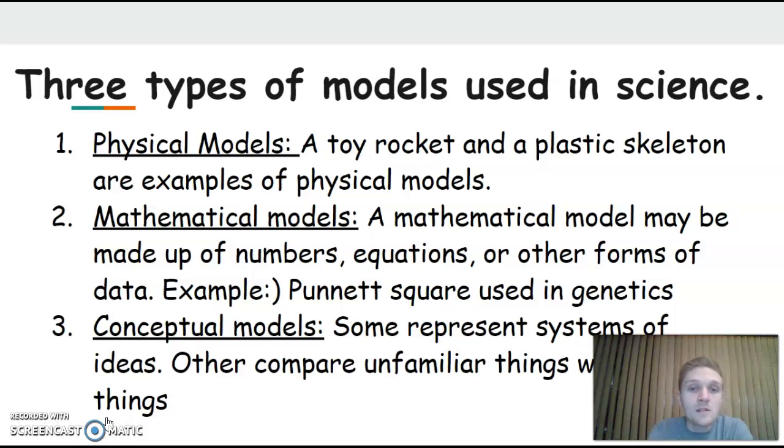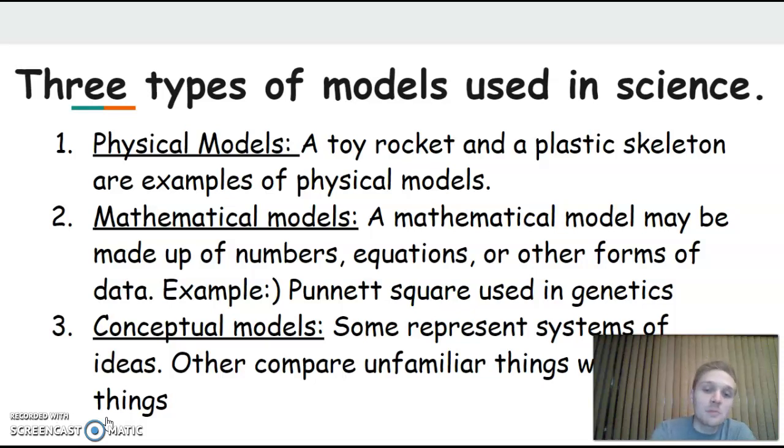We have physical models. For example, a toy rocket and a plastic skeleton are examples of physical models. We have mathematical models. A mathematical model may be made up of numbers, equations, or other forms of data. So, for example, a Punnett square that's used in genetics is an example of a mathematical model, and you'll learn more about that in life science.